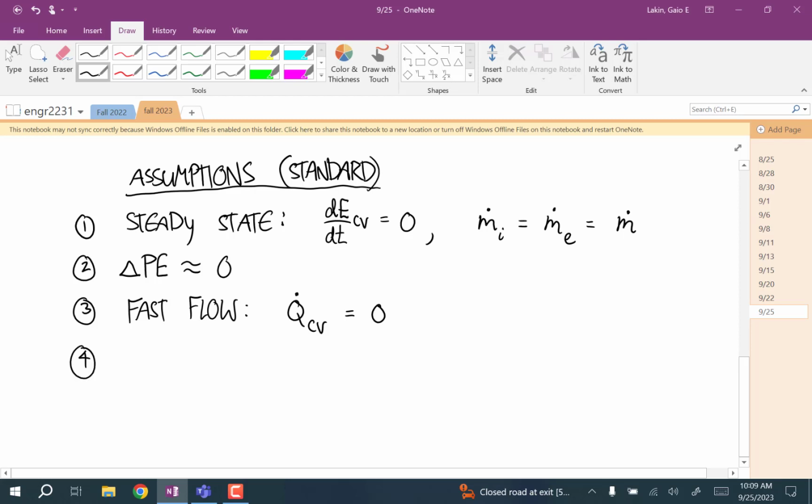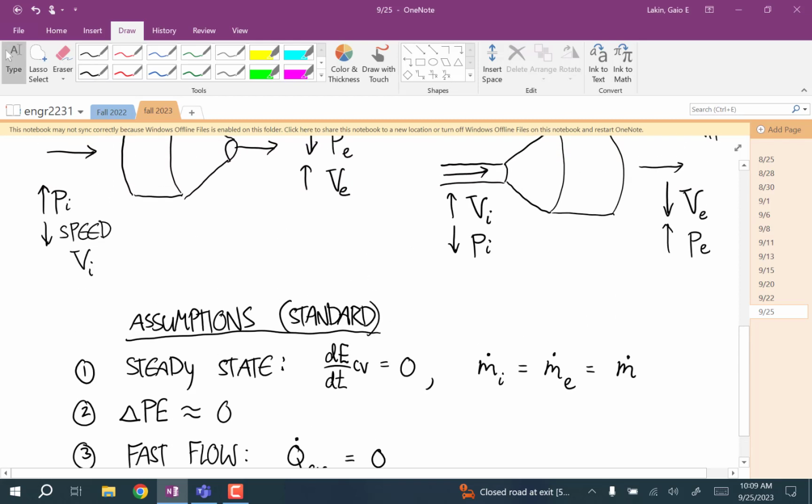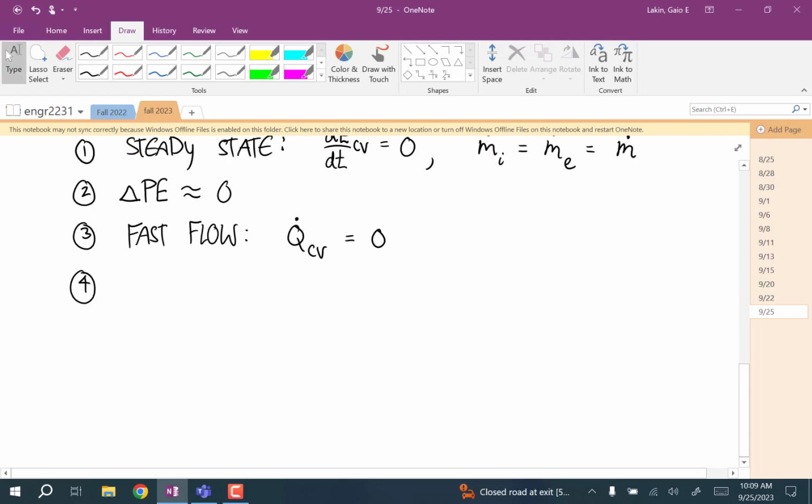And then the fourth one, these are just rigid devices. They're made out of metal or plastic or whatever. And so there's not going to be any work of expansion. There's no spinning shafts. There's no electrical work being done. Everything's just rigid. And so W dot is also equal to 0.